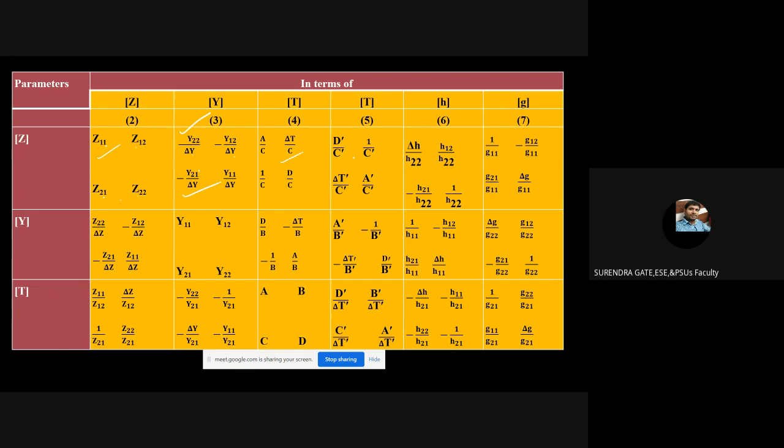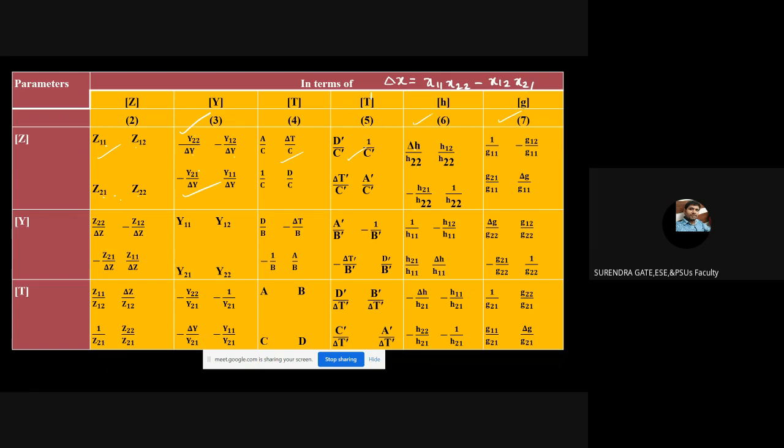Now, what are the Z parameters in terms of T parameter, ABCD parameter? What are the Z parameters in terms of T dash parameters? In terms of G parameters? In terms of H parameters? Sir, what is the delta H, sir? What is the delta T here, sir? Simply remember, I'm giving a generalized formula. Delta X equal to X11 into X22 minus X12 into X21.